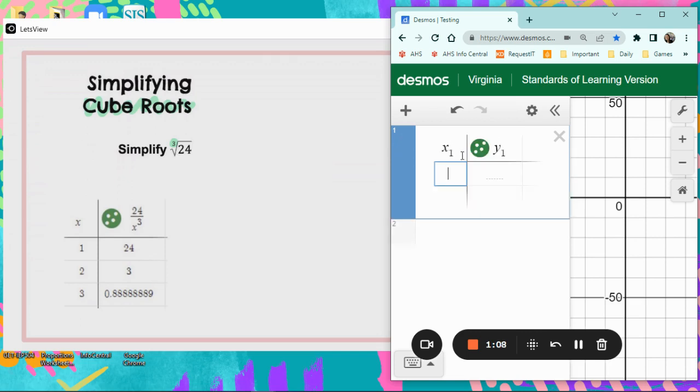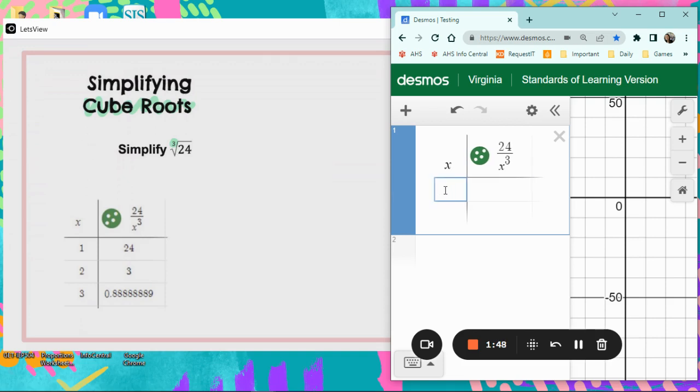T-A-B-L-E, table. We need to change our headings up at the top. This one on the left is always going to be X. On the right, it is going to be a fraction. On top will be your number that is inside. So for this example, my number inside is 24. And then on the bottom is always going to be X raised to some power. So since this is a cube root, this is going to be X to the 3rd.